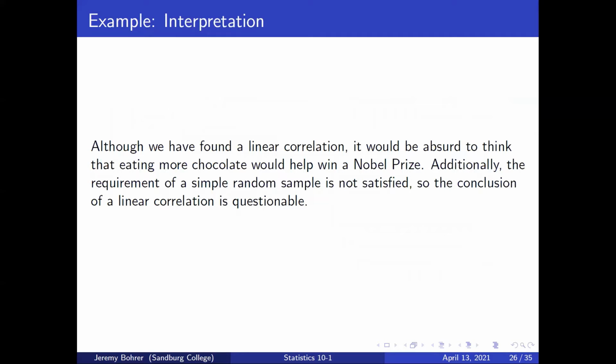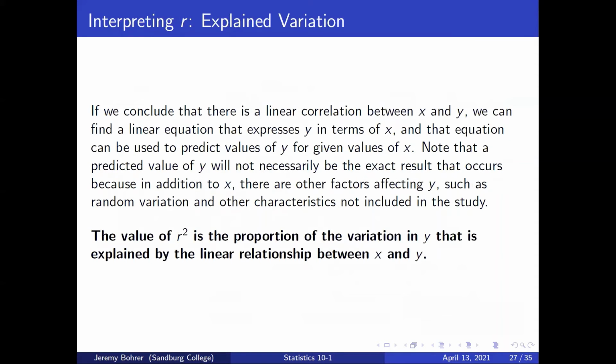Although we have found a linear correlation, it would be absurd to think that eating more chocolate would help win a Nobel Prize. Additionally, the requirement of a simple random sample is not satisfied, so the conclusion of a linear correlation is questionable. If we conclude that there is a linear correlation between x and y, we can find a linear equation that expresses y in terms of x, and that equation can be used to predict values of y for given values of x.